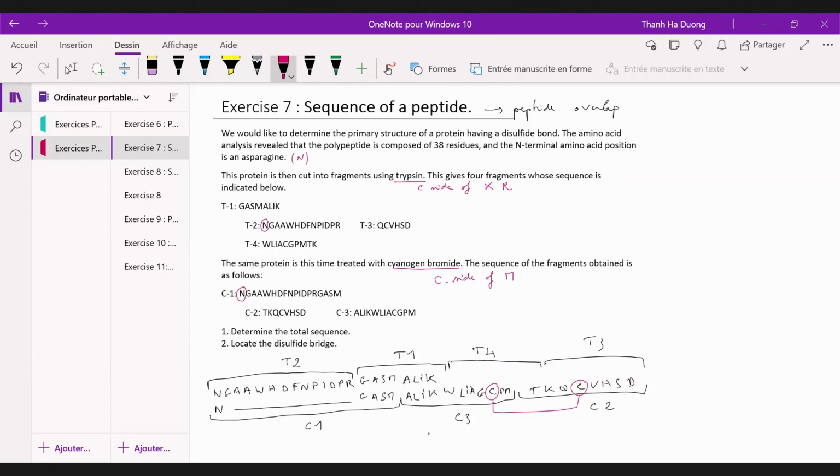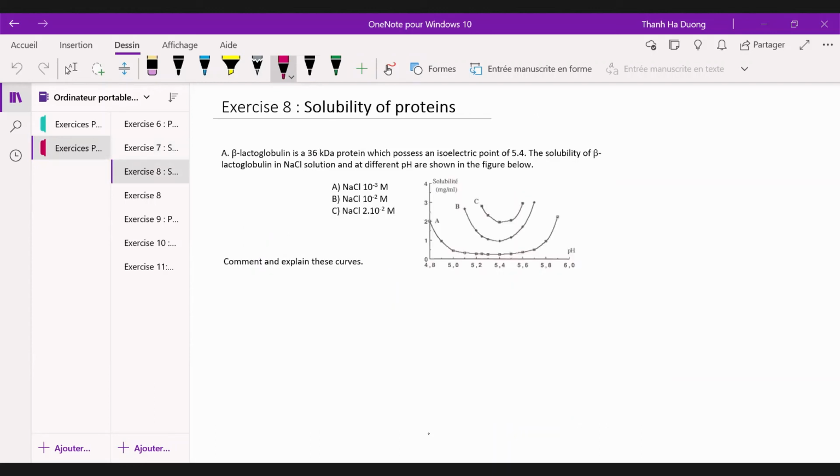Next week, I think we will not be able to finish now. So next week, I will start by making the correction of this exercise. So if you have any question, we can see again this exercise.